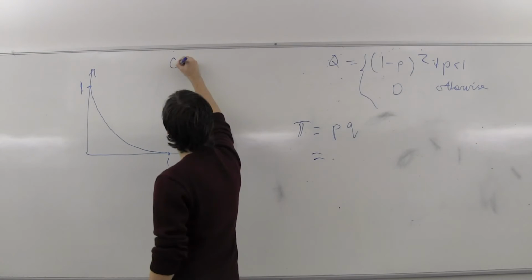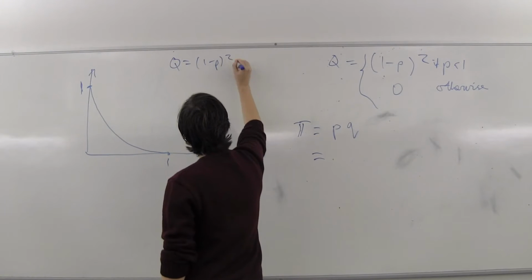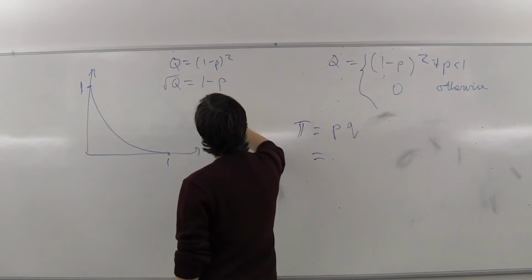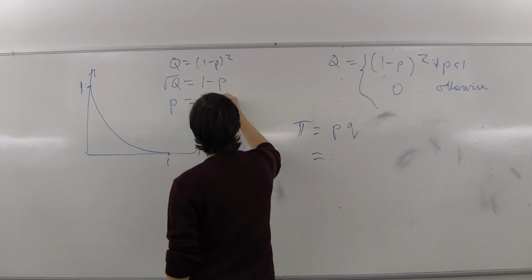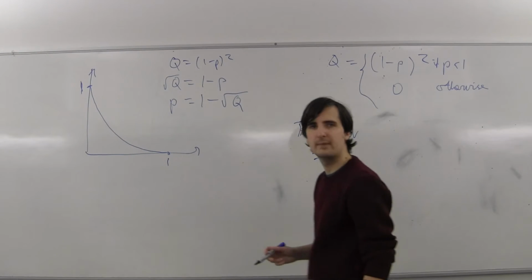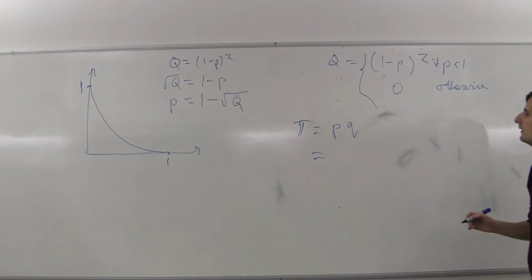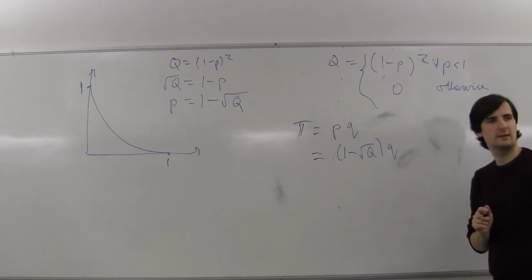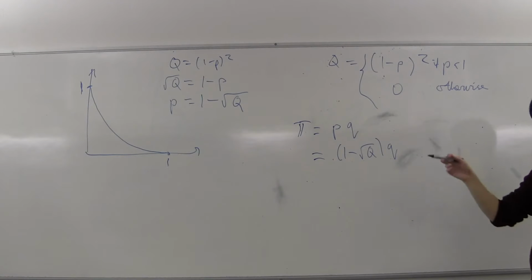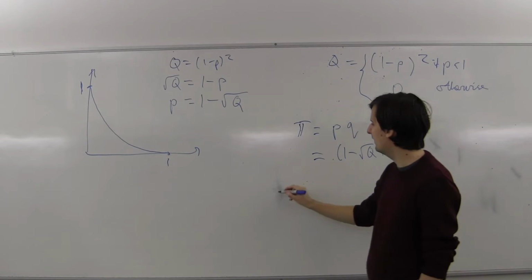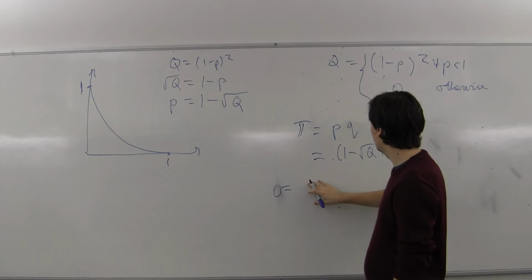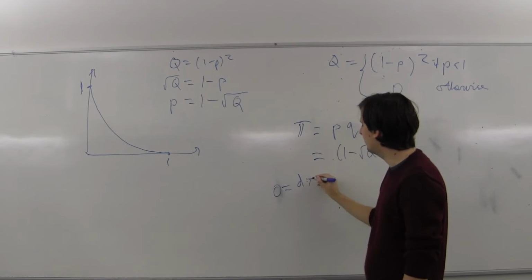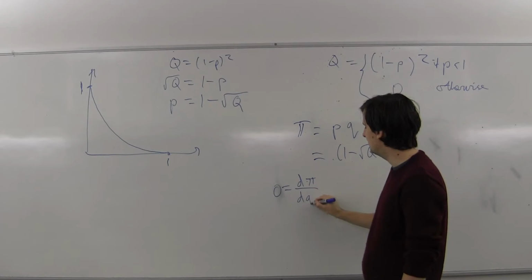So if Q is (1 minus P) squared, then the square root of Q is equal to 1 minus P. So P is equal to 1 minus the square root of Q. So profit is (1 minus square root Q) times little q. So the normal thing, product rule on this thing. The firm chooses little q in order to maximize their profit. So the first order condition says naught equals d pi d little q.